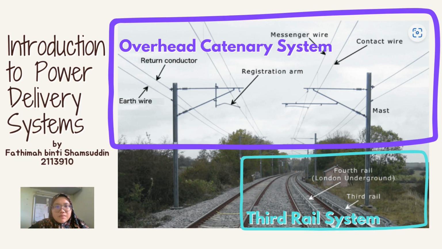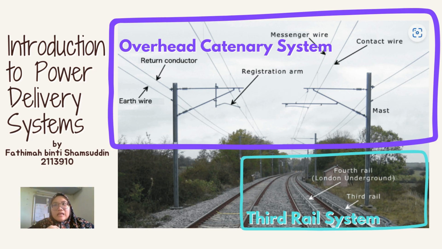Everyone, my name is Fathimah and today I'll be presenting the comparison between two main electric traction power delivery systems, the overhead catenary system and the third rail system. Both are used to supply electricity to the trains, but the way they work is different in terms of their structure and application. To give you an overview of their difference, you can look at the picture in this slide.